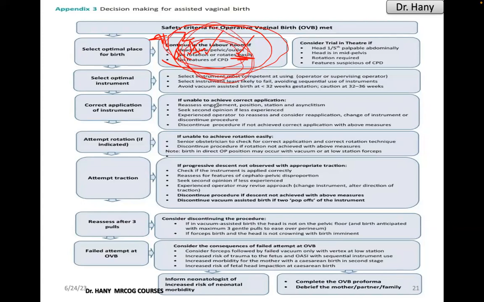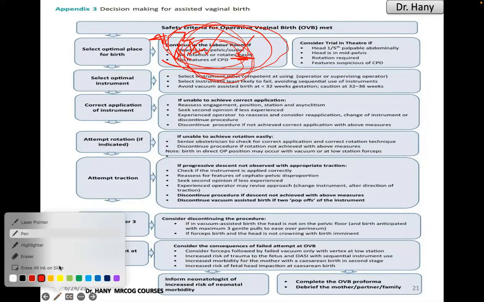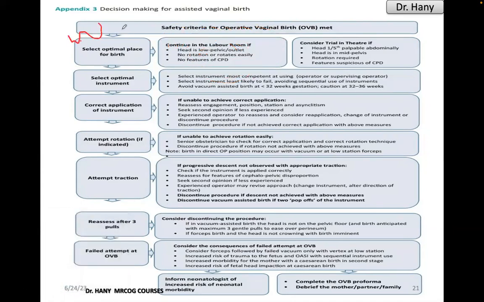So the indication, as I told you, I will ask myself 3 questions. Do I need an indication to interfere? When will I interfere? And what to do, which instrument, and where? In the room or in the theater? So why will I interfere? Because there is delay, maternal delay, fetal compromise, or a combination. This is the indication. When: 1, 2, 3, the timing.